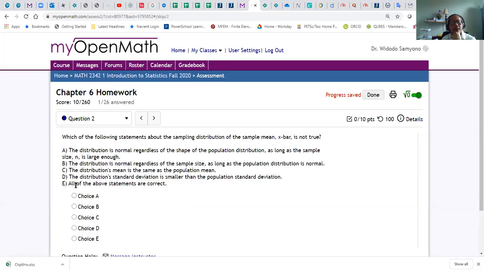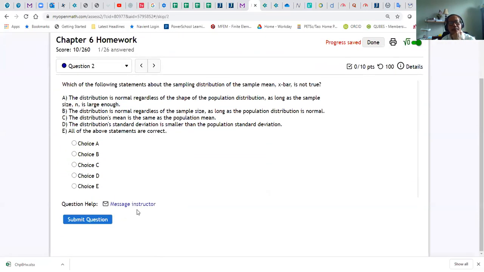Yeah, so all the answers are correct. The distribution is normal regardless of the shape of the population distribution, as long as the sample size is large enough. So all of this is correct. Okay, so the answer is E.